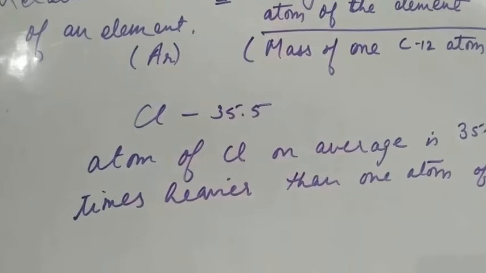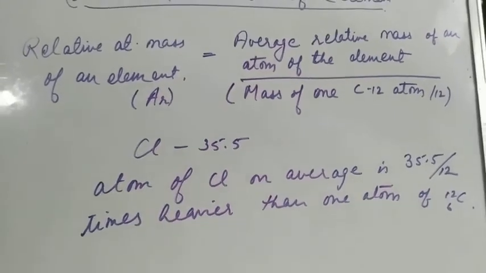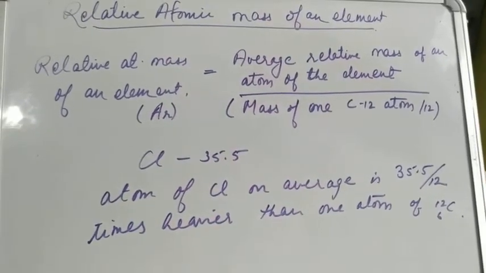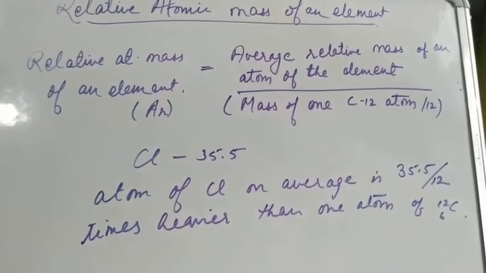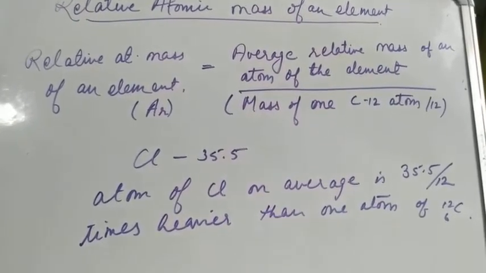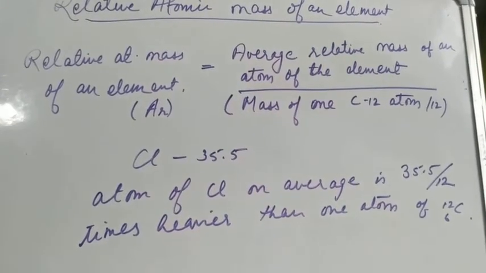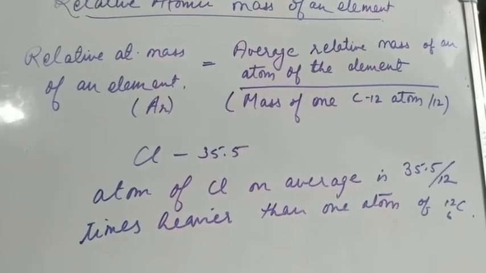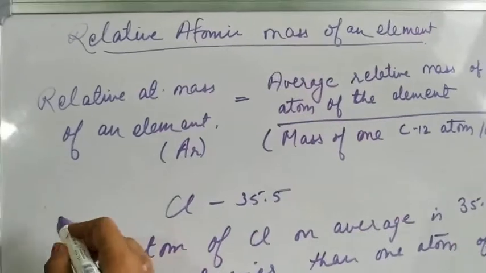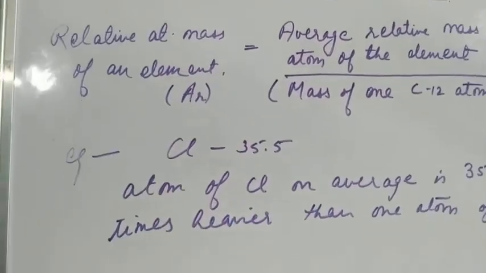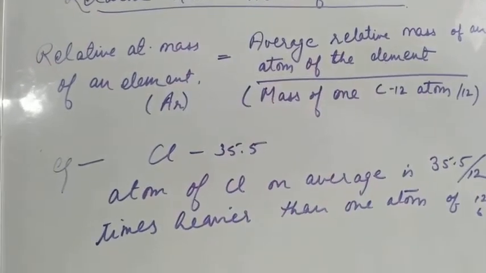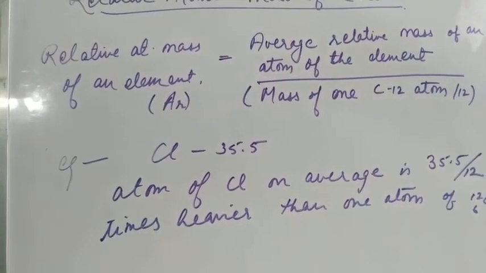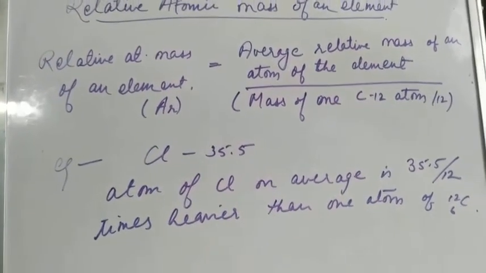Hope you have understood this relative atomic mass of an element, that is the average relative mass of an atom of an element compared to the mass of one carbon-12 atom. For example, chlorine is 35.5. The atom of chlorine on average is 35.5 by 12 times heavier than one carbon-12 atom.